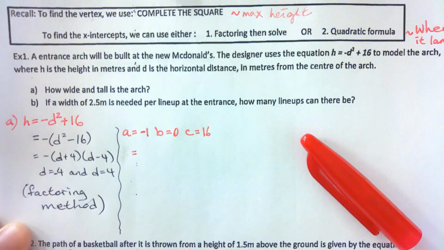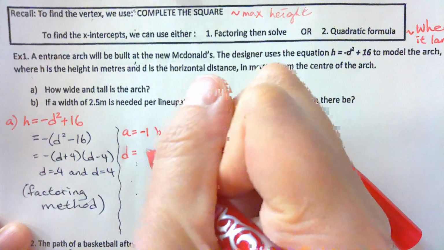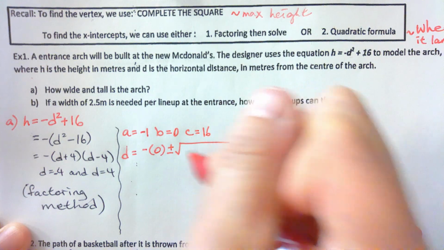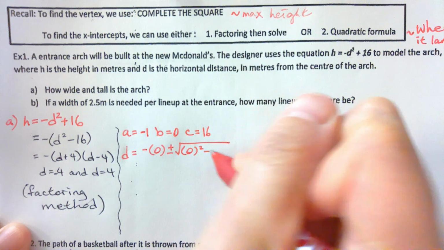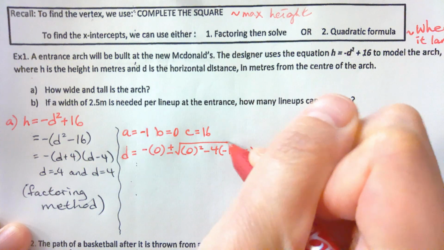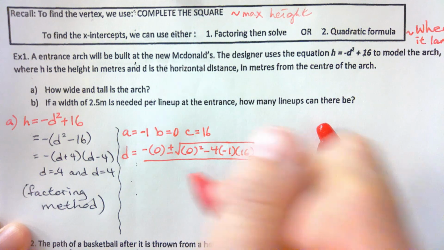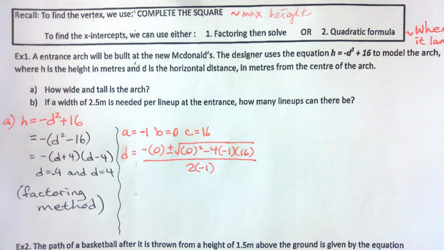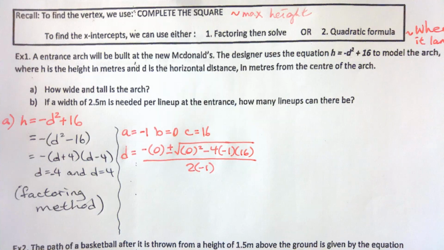So d equals negative b plus or minus root b squared minus 4ac all over 2a. Okay. By now, have you guys memorized the formula? Yeah. Good. If you haven't, you have a week.